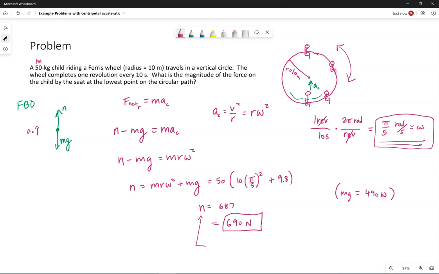When you think about riding a roller coaster, the normal force represents what we feel. If we feel heavier, it's because the normal force is bigger than our normal weight. If we feel lighter, if we feel like we're lifting off the seat, the normal force would be less than our actual weight.